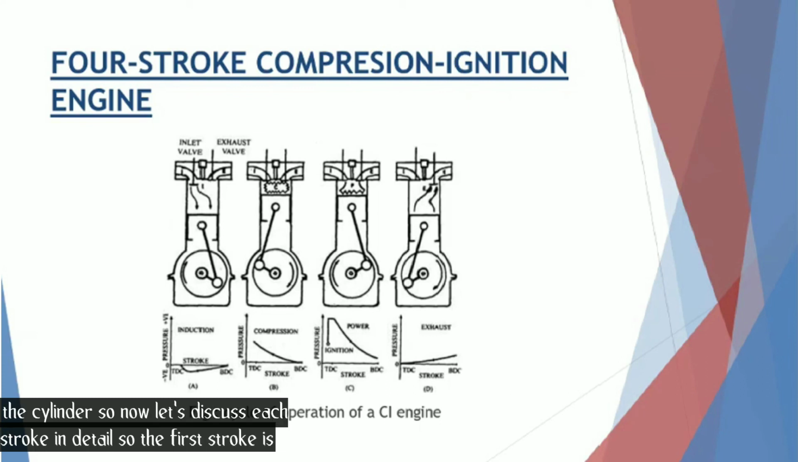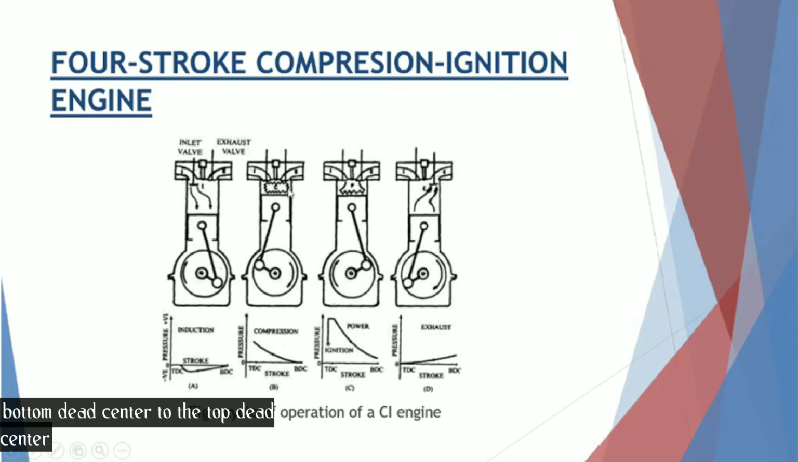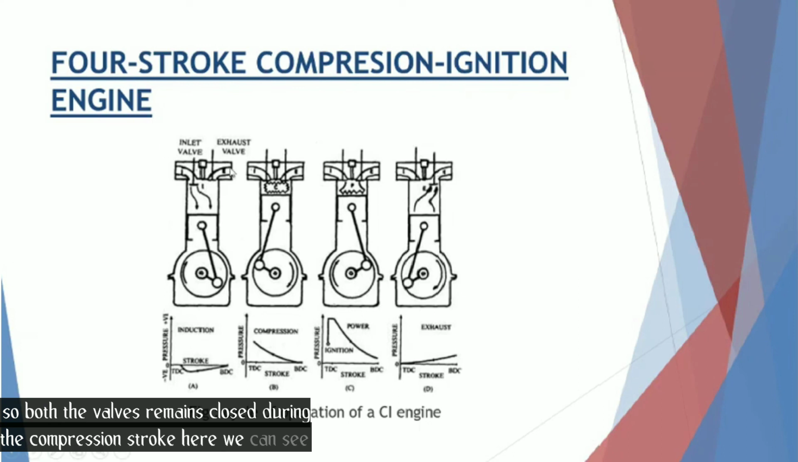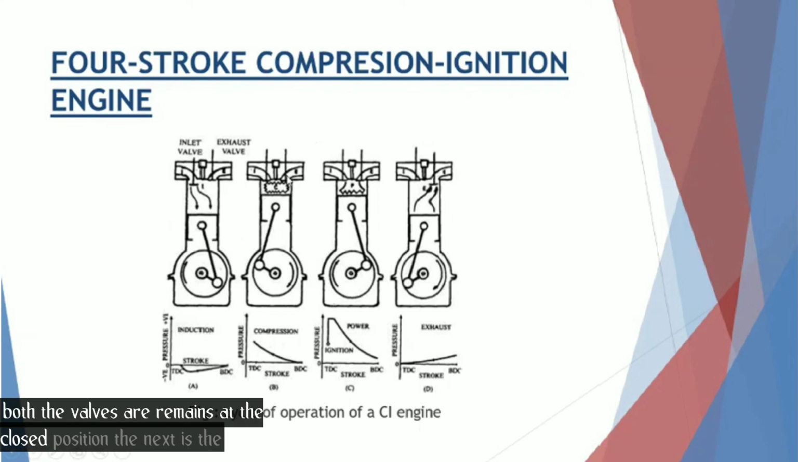So the first stroke is the suction stroke. In the suction stroke, air alone is inducted during this stroke. During this stroke, the inlet valve is open and the exhaust valve is closed. Next is the compression stroke. Air inducted during the suction stroke is compressed, which means the piston is going to move from bottom dead center to the top dead center. So both the valves remain closed during the compression stroke. Here you can see both the valves are at the closed position.